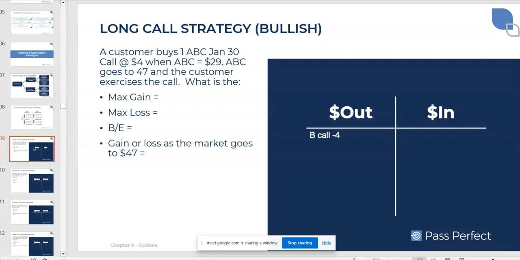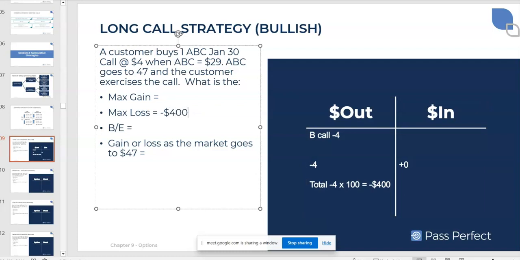Nothing else happens. Bought the call, that was it. $4 went out on this side. Nothing came in. So our grand total is minus $4 per share times 100 shares per contract, and that would be a minus $400. So that's our maximum loss, and I'll write that down here as minus 400.